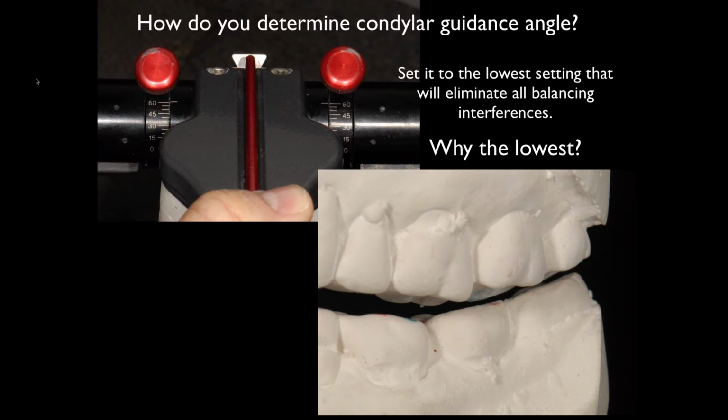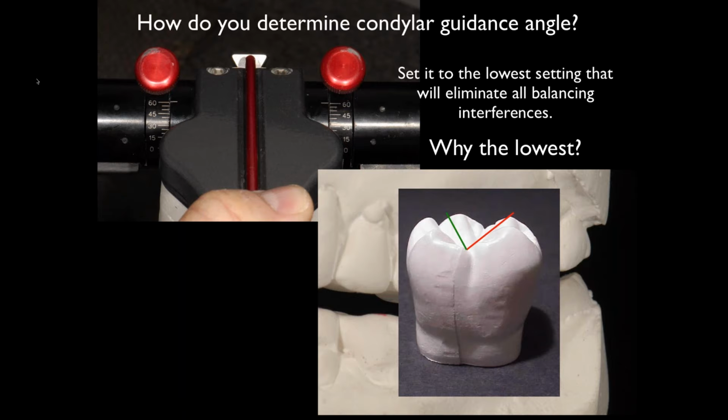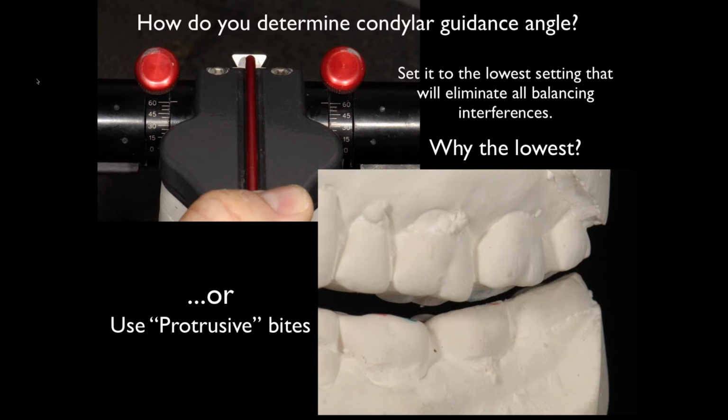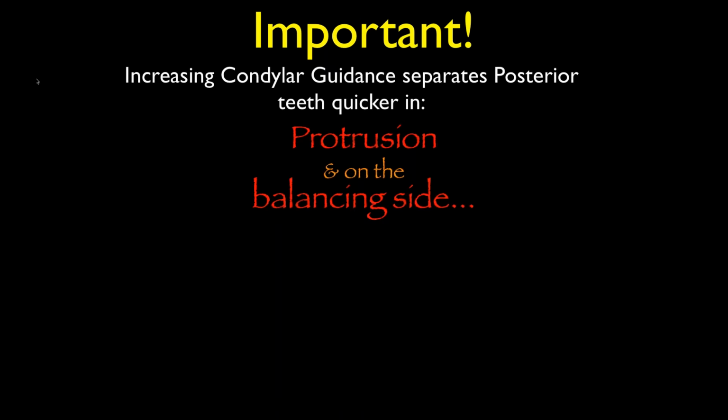Like here, I've got it set to 60, but you can see my posterior is separating quite a bit back there on those flat grinding teeth. I probably wouldn't have to go that high, and I would probably dial this back a little bit in a real case. But for example, I want to show this. Again, we're balancing between anatomy and function, chewing efficiency and missing interferences. Or you could use protrusive bites, and I'll talk a little bit about how that's done in a minute. But here's the important thing.